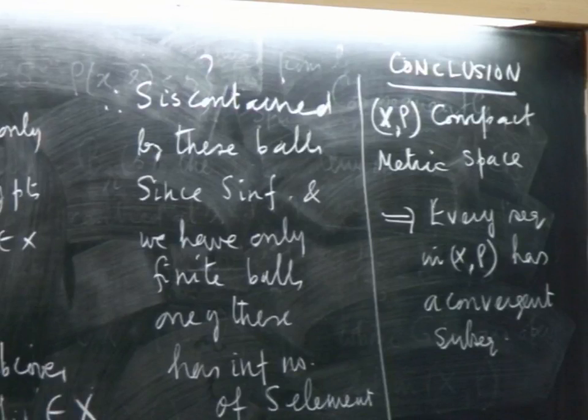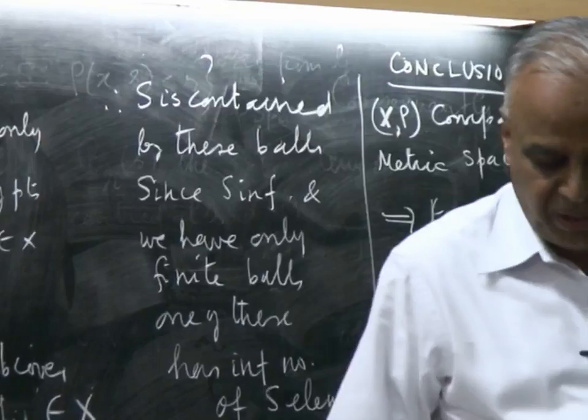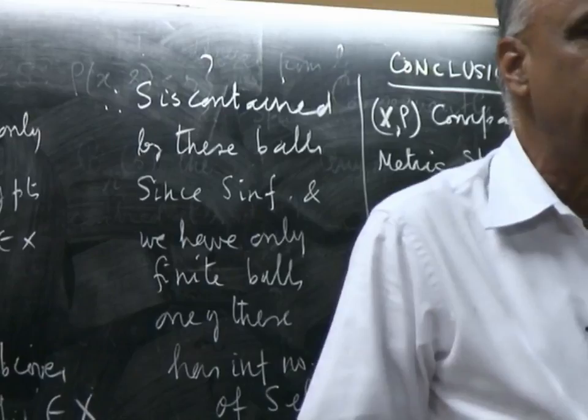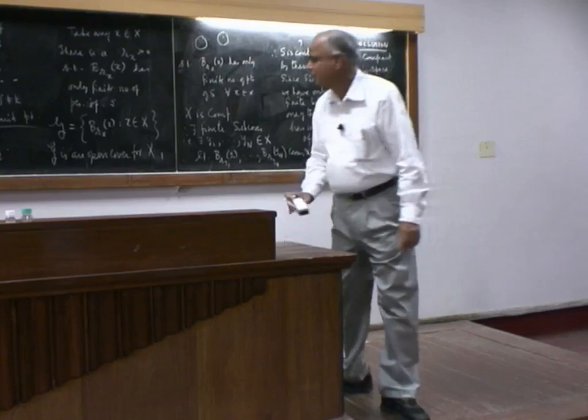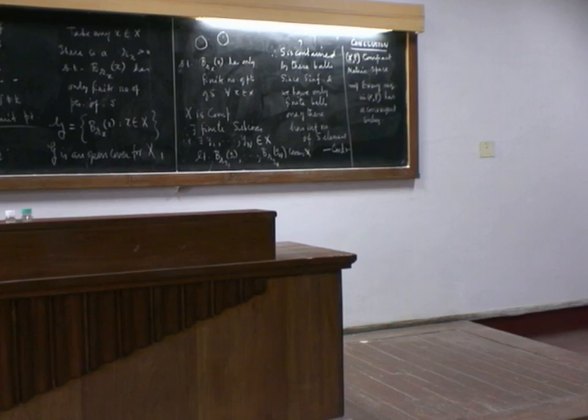So therefore, we give a name. If a metric space is such that every sequence has a convergent subsequence, we call it sequentially compact. What we have is compact implies sequentially compact. These are all terminologies to make life easier. So, definition.